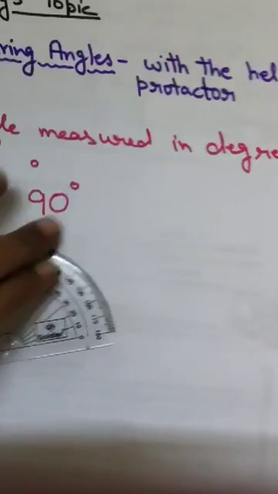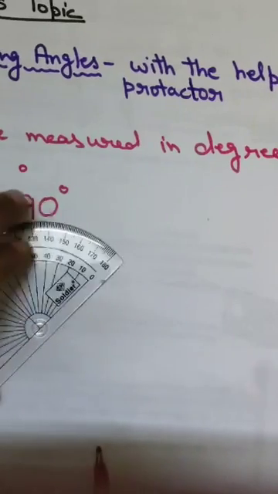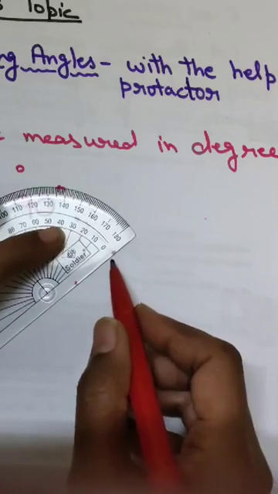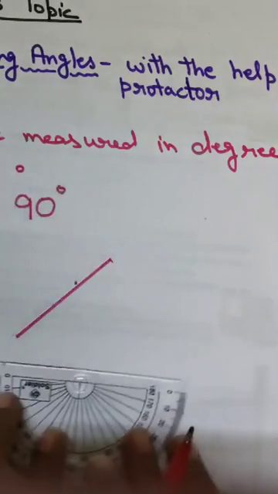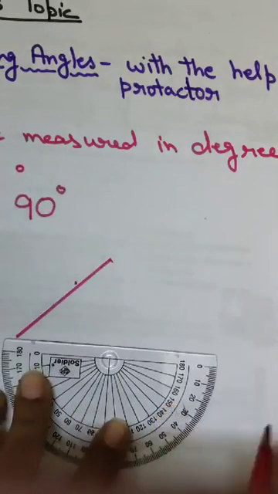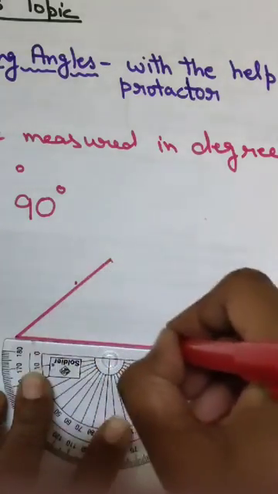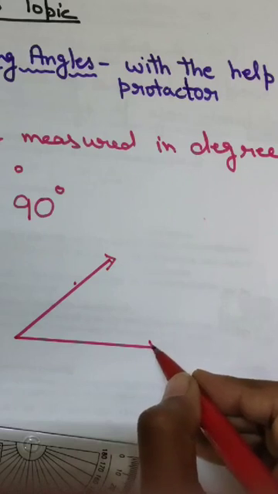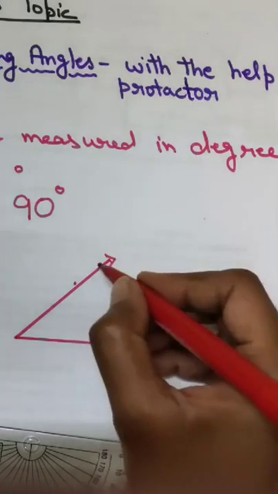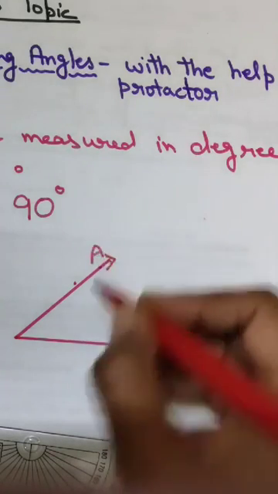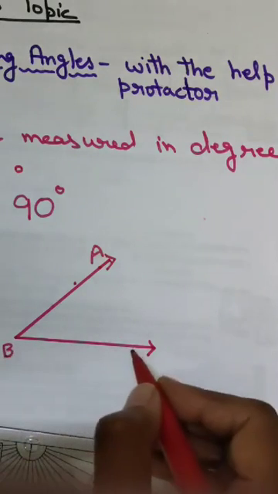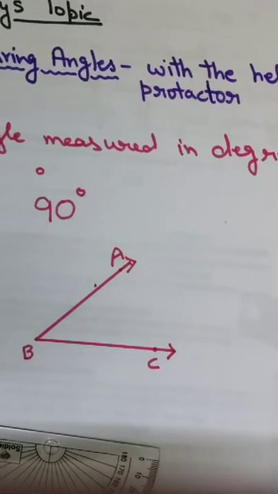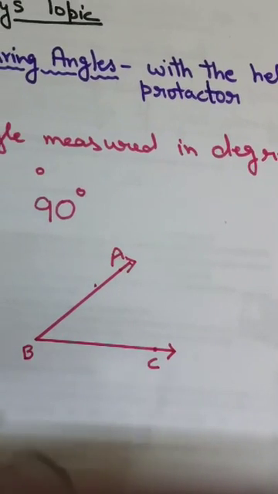Now suppose you want to measure an angle ABC. Let me make one angle ABC for you. We always make an angle with the help of a pencil and scale. I am using a pen here so that it is clearly visible to you. This is our angle ABC. You have to measure this angle with the help of the protractor.